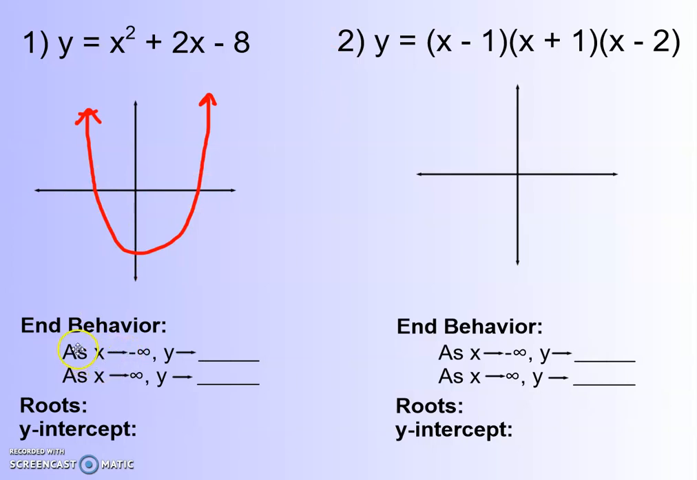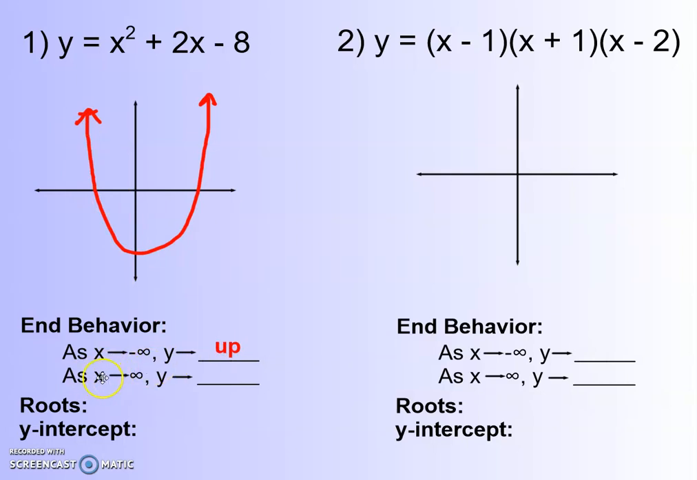This says, and it's nice for me to read it out loud so we can see what the symbols mean: as x approaches, that arrow means approaches, negative infinity. So as I'm on this graph and as I am heading to the left, remember x heading to negative infinity means we're heading to the left. What is my y doing? Where is my y headed? Well, as I head to the left of this graph, my y is headed up.